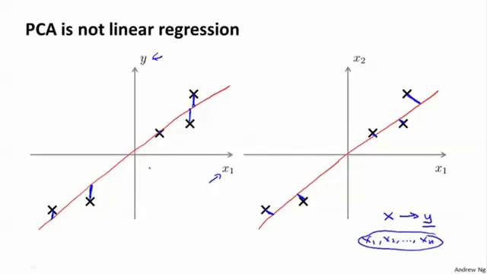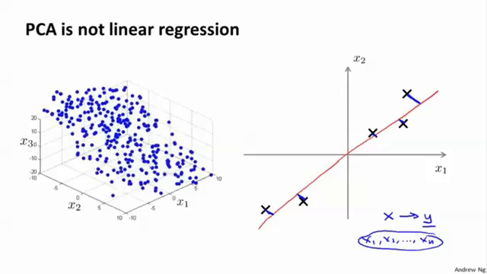As one last example, if I have three-dimensional data and I want to reduce it from 3D to 2D, maybe I want to find two directions, u1 and u2, onto which to project my data. Then I have three features, x1, x2, x3, and all of these are treated alike, so symmetrically, and there's no special variable y that I'm trying to predict. And so PCA is not linear regression, and even though at some cosmetic level they might look related, these are actually very different algorithms.